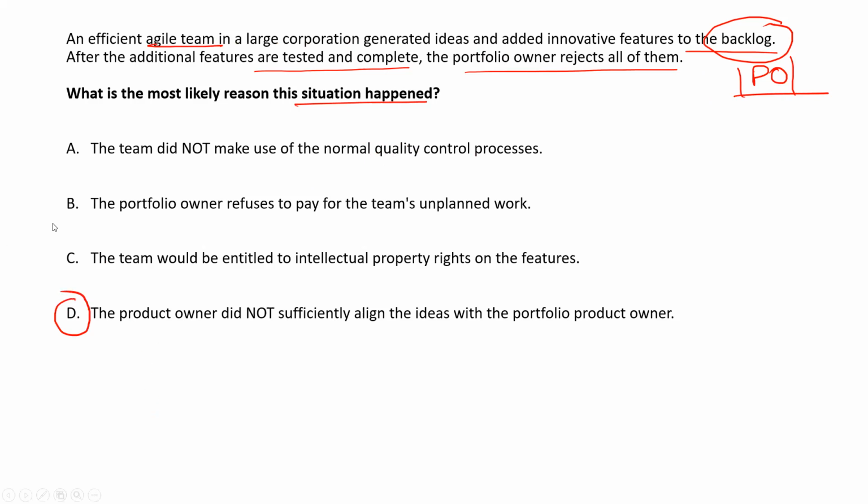Use the chat window. The product owner was not informed. Product owner, look, product owner will talk to the sponsor because portfolio will become the sponsor. So yes, D was the correct answer.